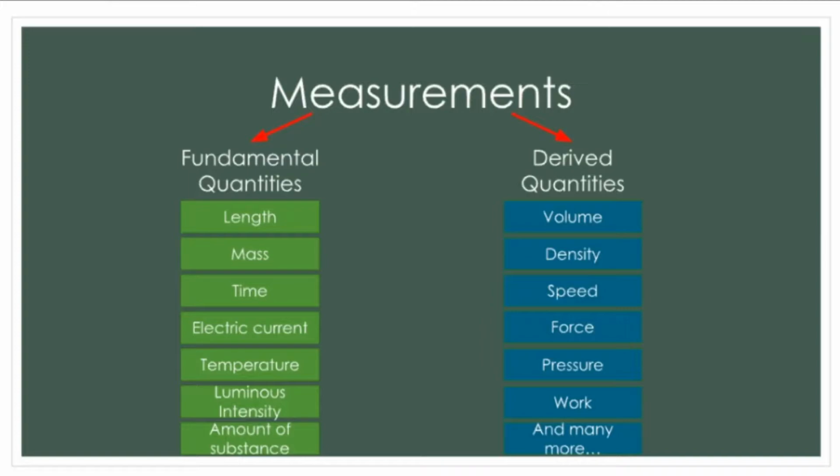Here are just some of the basic examples of derived quantities. For example, volume is derived from the fundamental quantity of length. Another example is the density. The density is derived coming from the fundamental quantity of mass and length. Speed is derived from length and time. Force is derived from length, mass, and time, and so on and so forth. So basically, any quantity that uses a combination of the fundamental quantities or a combination of fundamental plus another derived quantity is a derived quantity.